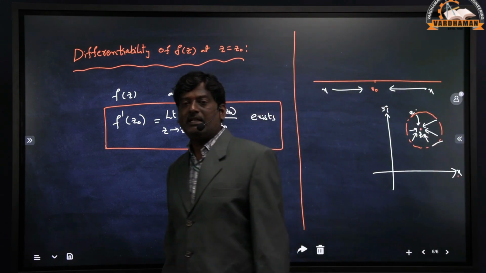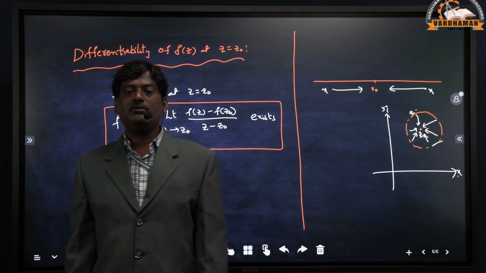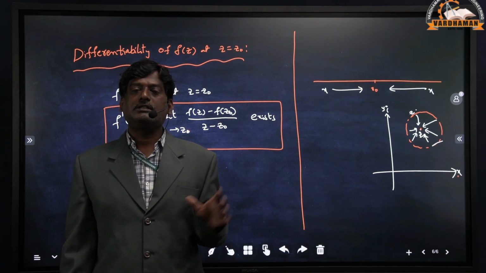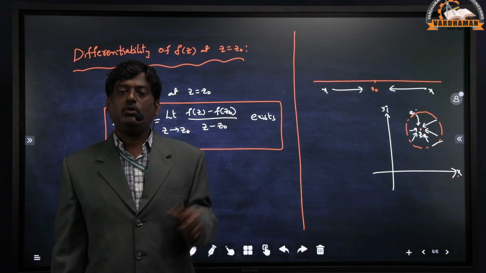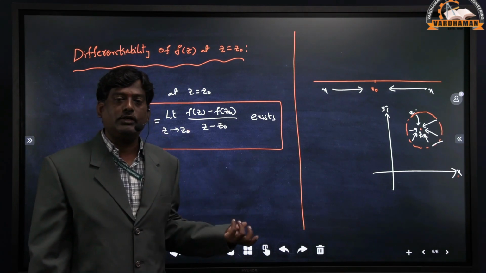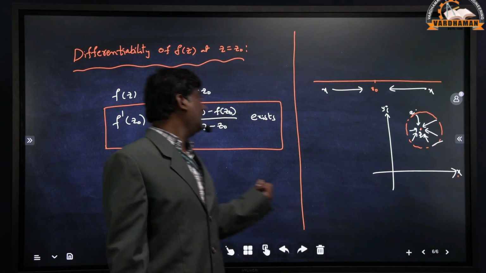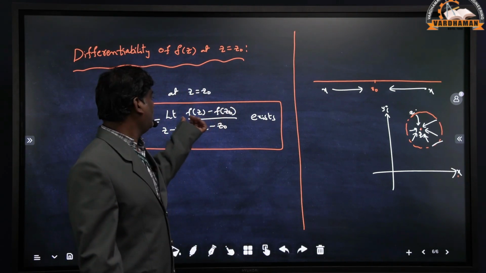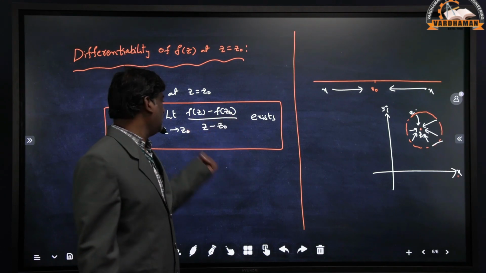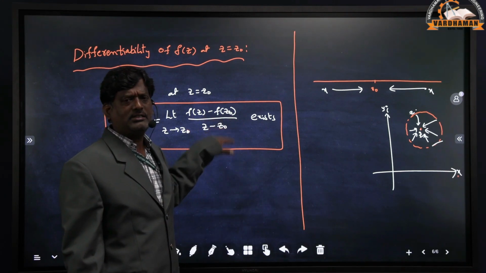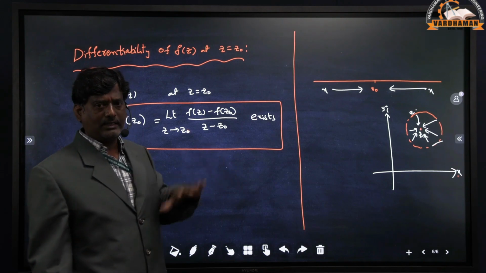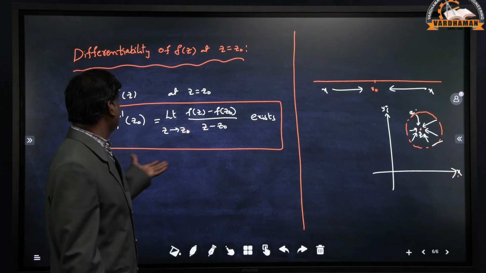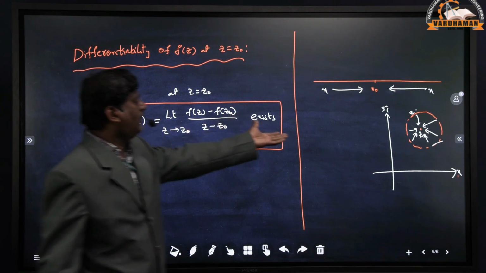If it approaches z naught in any of the infinite ways and you observe that the same value is obtained, then only you can say the limit exists. Similarly for continuity, similarly for differentiability. Here in differentiability, z tends to z naught, and we take the ratio of the difference, f of z minus f of z naught by z minus z naught. You know this very well, compared with the real theory. That is the approaching way.